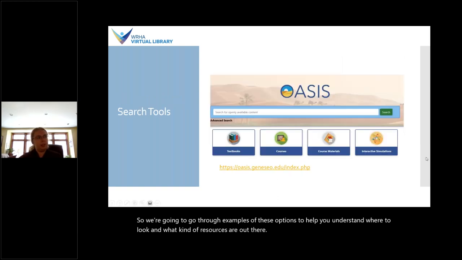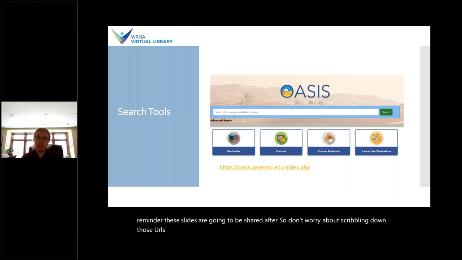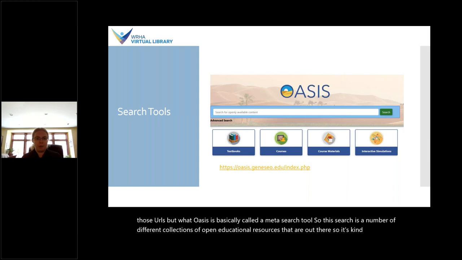So first off, let's start with a search tool. This particular example is called OASIS. And just as a reminder, these slides are going to be shared after, so don't worry about scribbling down those URLs. What OASIS is, basically, is called a meta search tool. So this searches a number of different collections of open educational resources that are out there. So it's kind of like the Google of open educational resources.